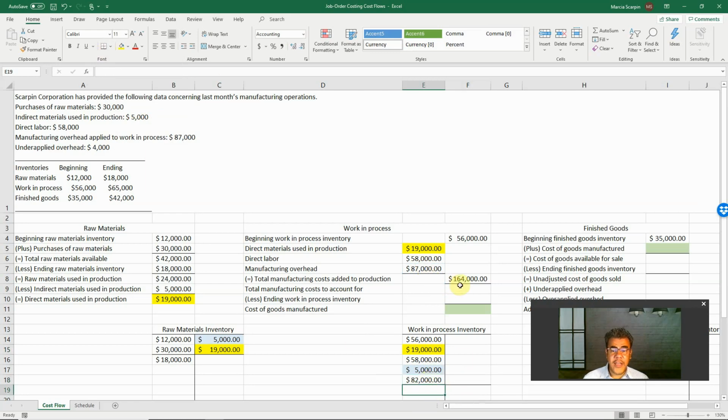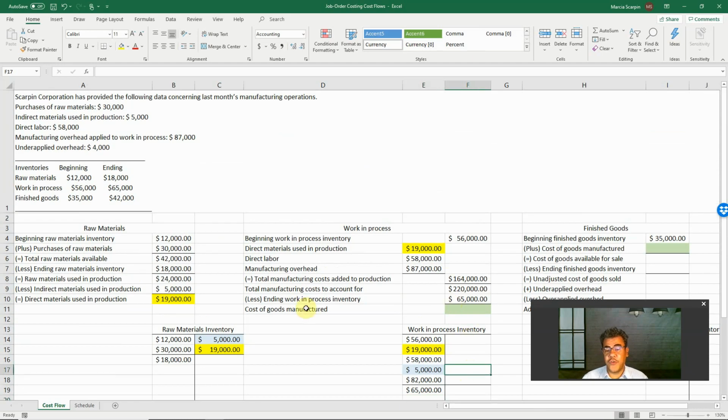And the total manufacturing cost to account for is the sum of the beginning balance plus manufacturing cost added to production. So 220. Less ending work in process inventory. Work in process inventory ending, 65. So here is our ending inventory. And what is the number to balance this journal entry here?